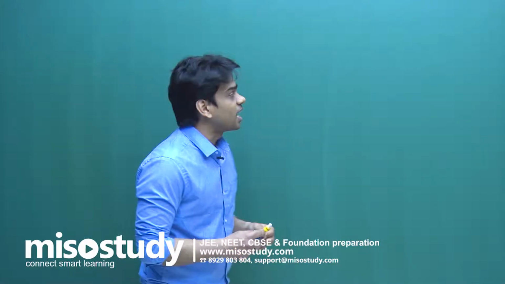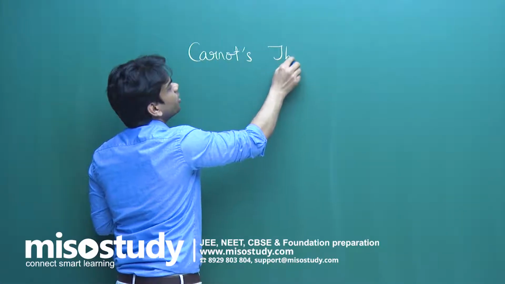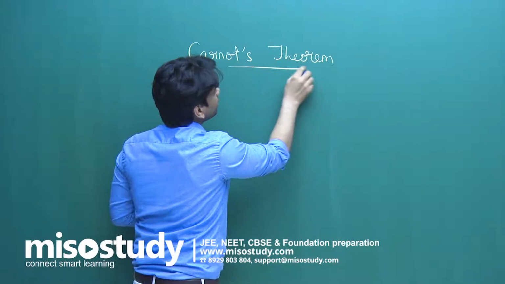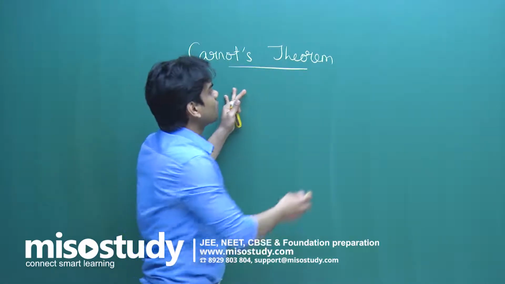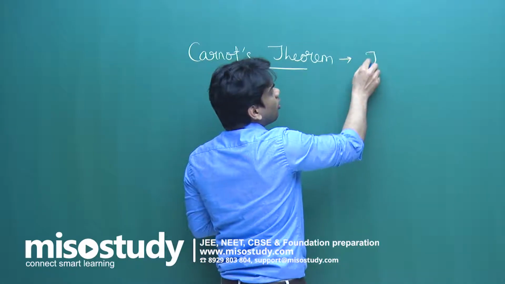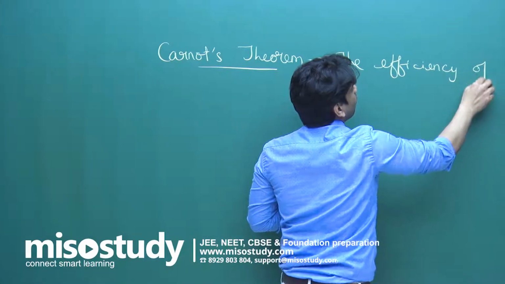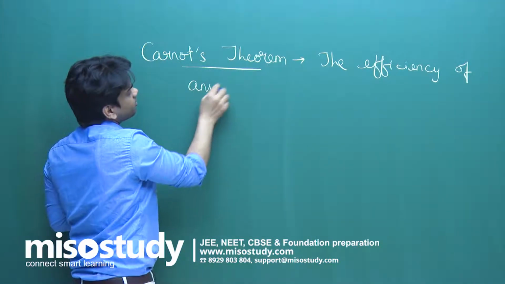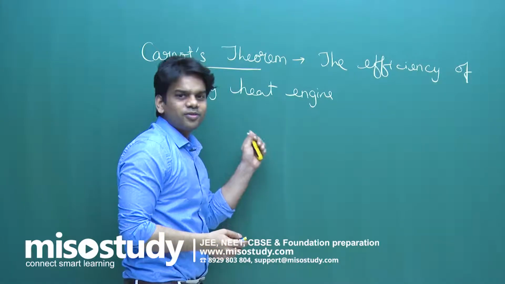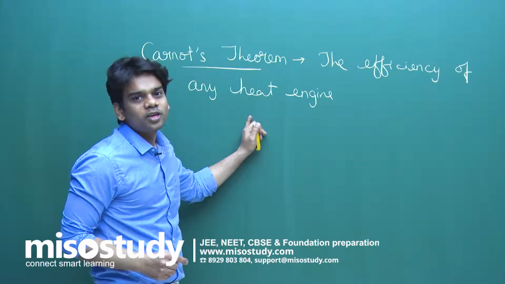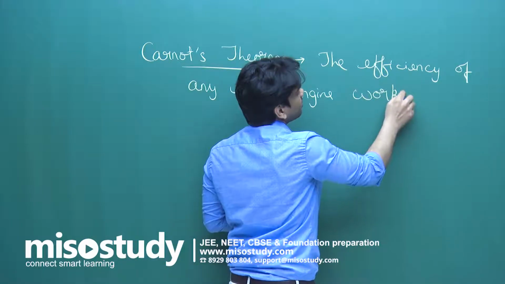Now Carnot's theorem states that for any kind of engine, its efficiency cannot be more than the efficiency of a Carnot engine that we have already studied, that is working between two temperatures. So I will state that the efficiency of any heat engine working between two temperatures. I already have told you that any engine will be working between two temperature sets.